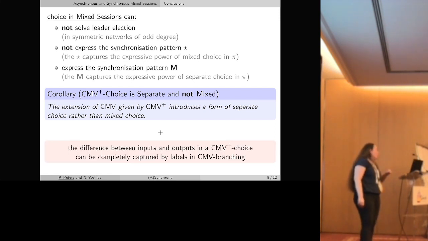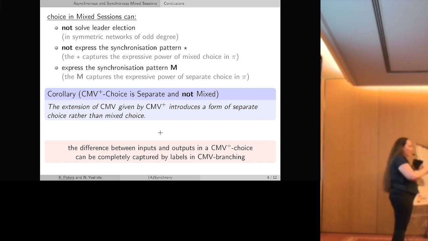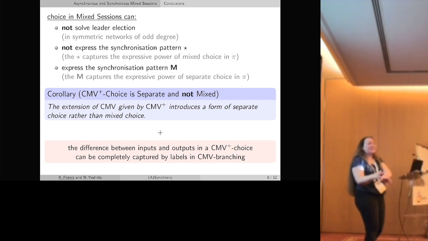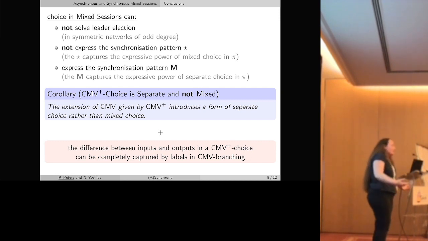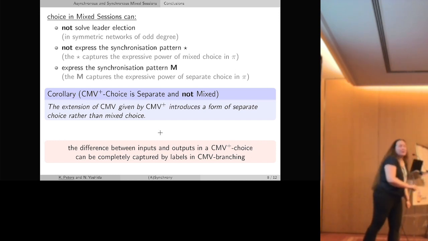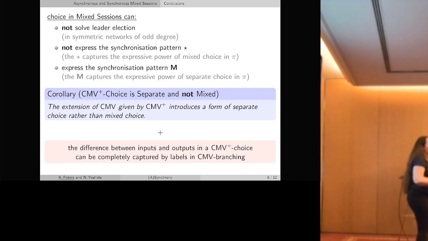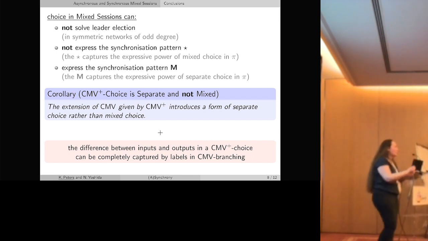There is even one more thing. In the original paper there is an encoding from the mixed sessions into the calculus without the mixed session, with only a separate choice. And this encoding is good, and it's distributability preserving. So if this calculus had anything more in terms of expressive power, there could not be such an encoding. Right? So it really does not add anything. And we also learn one more thing from this encoding, namely that the difference between inputs and outputs in these choices can be captured by just labels in the encoding. Right? So it's really not more expressive power.